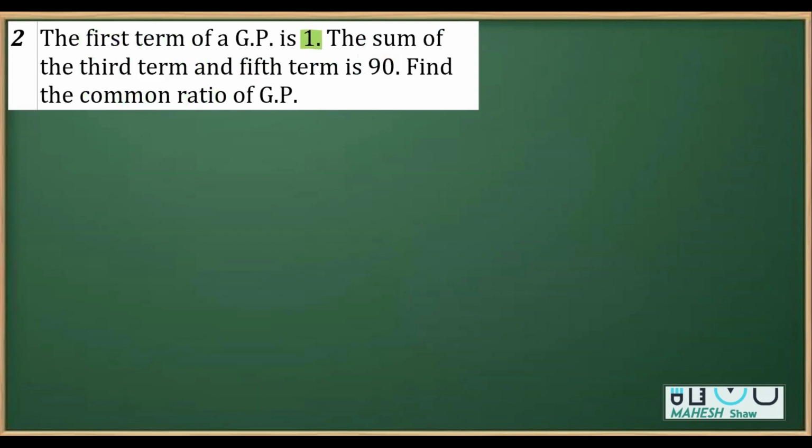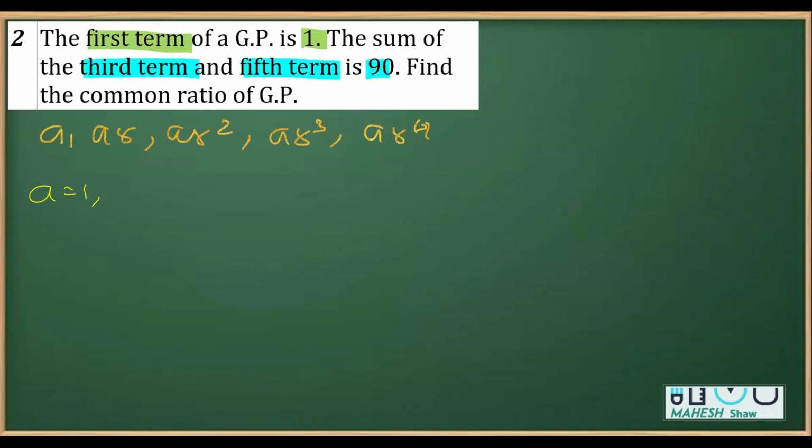Now let's write down the GP here. We can take the GP, let's say a be the first term, second as ar, third as ar square, the fourth as ar raised to the power 3, and the fifth as ar raised to the power 4. Now it is given that the first term is 1. So I can say a is equal to 1. Further, it says the sum of the third and the fifth term is 90. So the third term, as you can see in order, is this, and this is the fifth term.